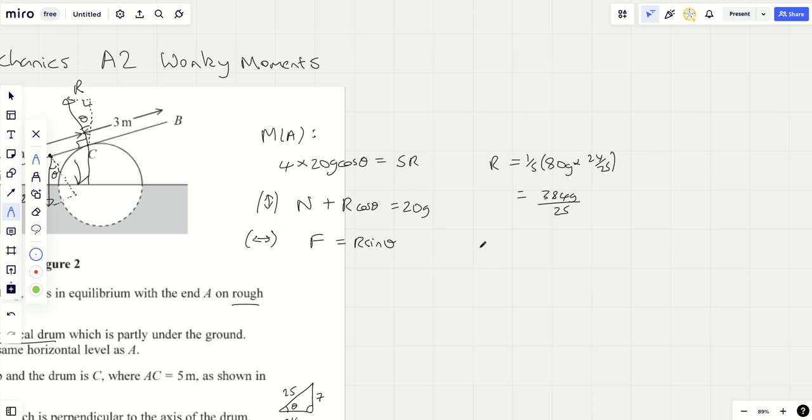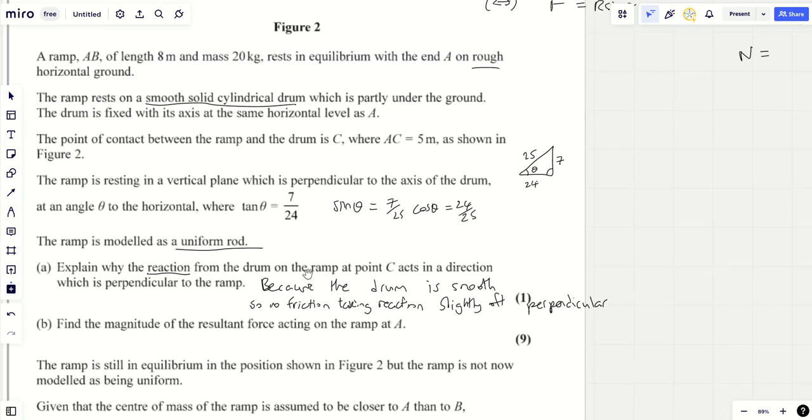Okay, we can now work out N from this, because we're just going to do 20g minus 384g over 25. 384g over 25, I've put g over g, silly me. That's your R, and I need to multiply that by 24 over 25 again. Wow, that's interesting.